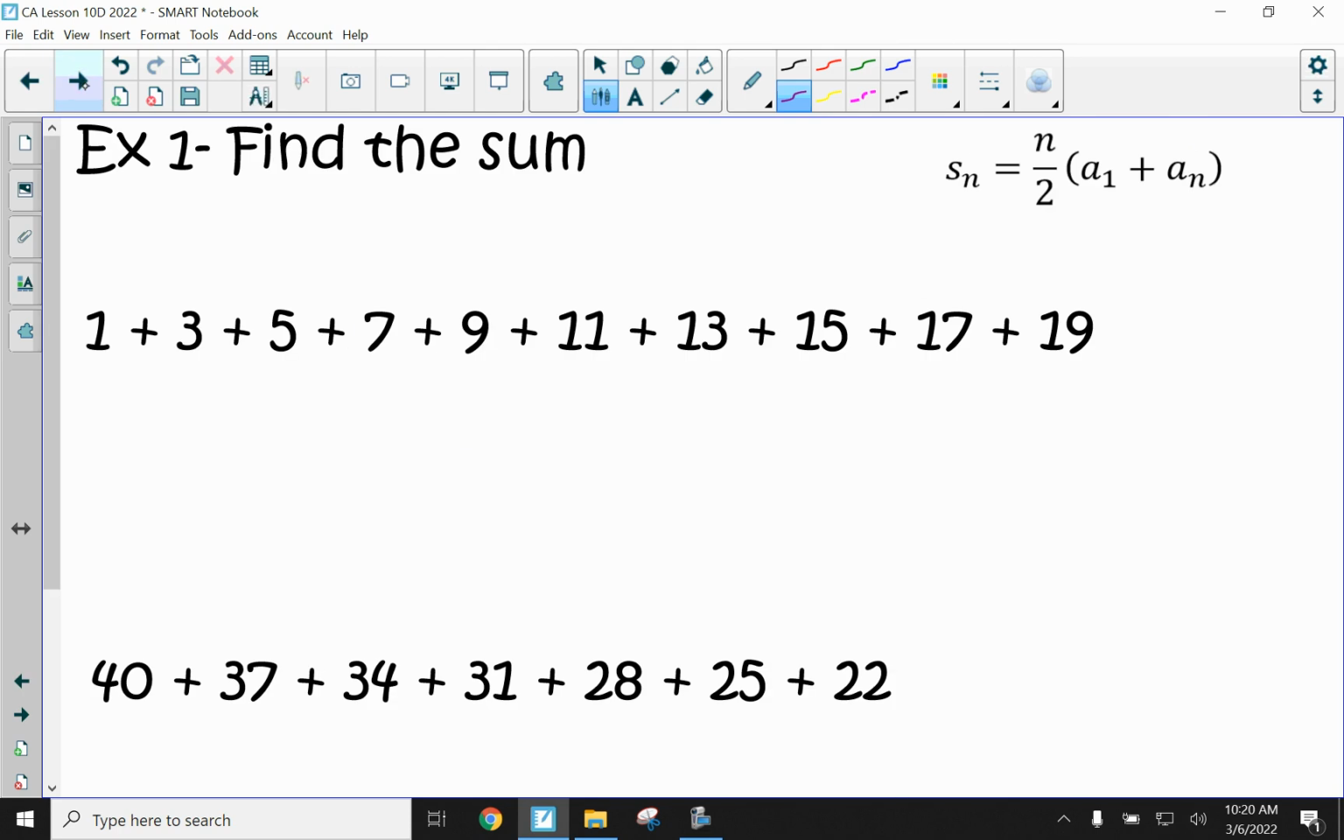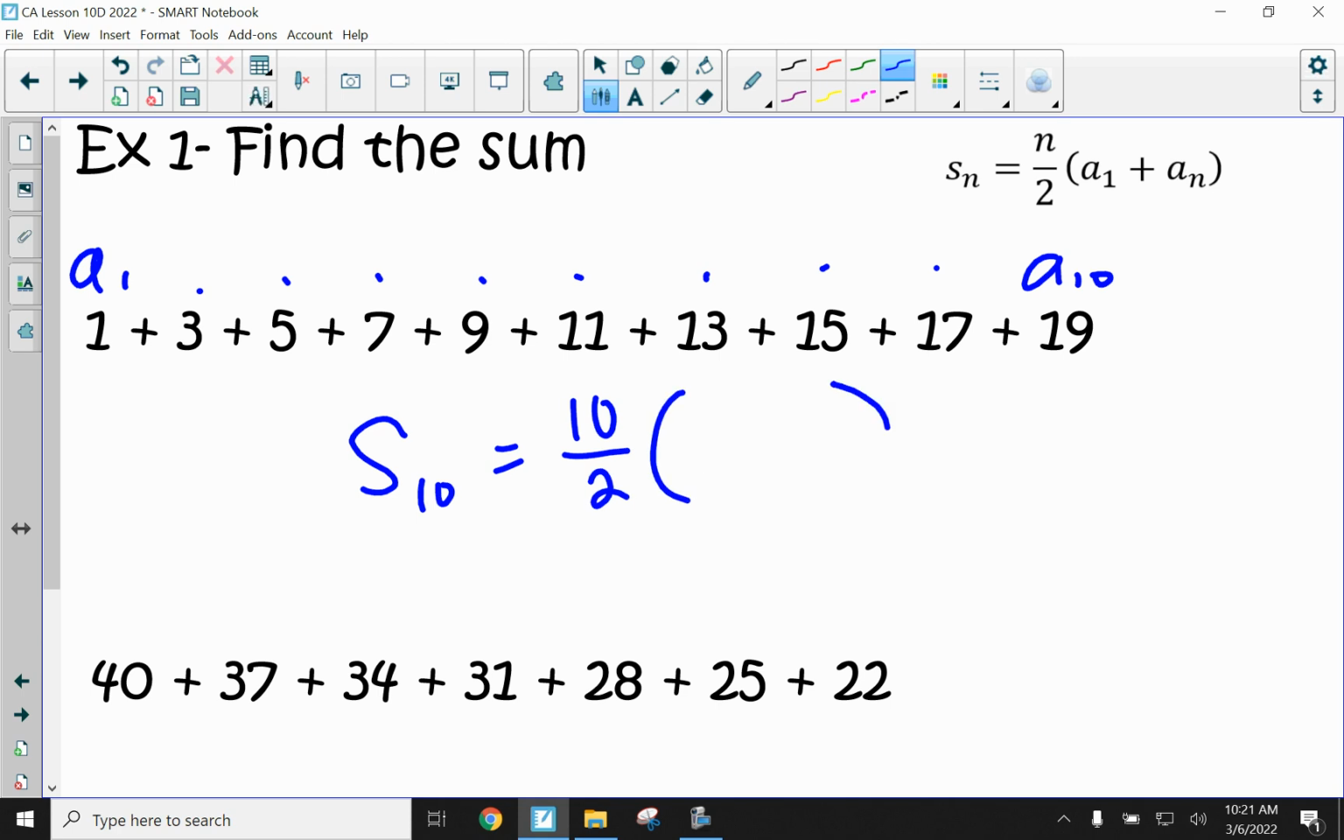This one says find the sum. These ones are pretty nice because they basically have all the numbers there. So we just have to figure out how many terms we have. So this is A1. Actually, I don't like how I wrote that. Let me write that again. A1, A2, A3, A4, A5, A6, A7, A8, A9, and A10. So that means that we have to find the sum of 10 numbers. If that's a 10, that means that in the formula, this is also a 10.